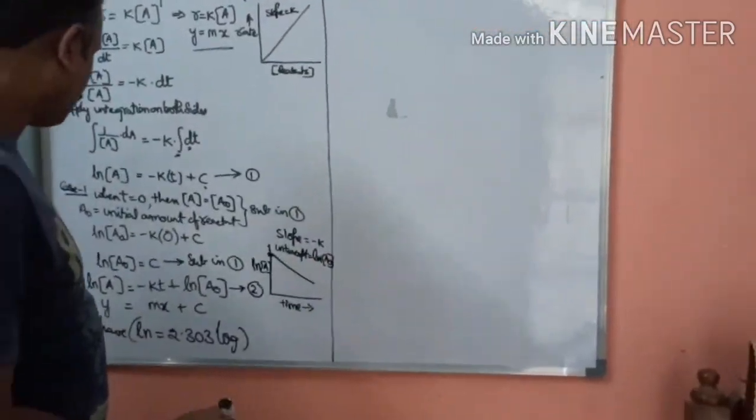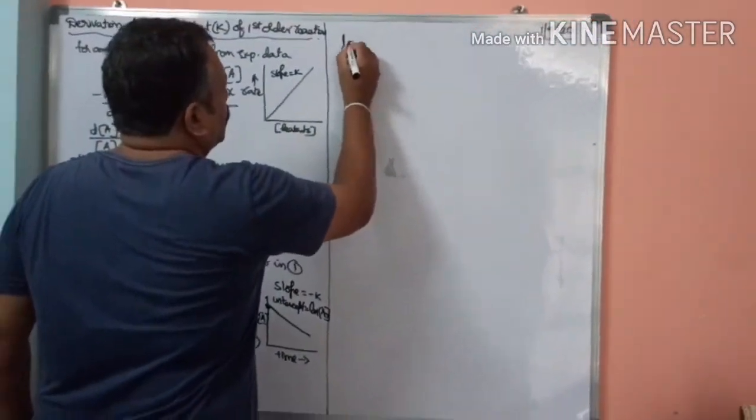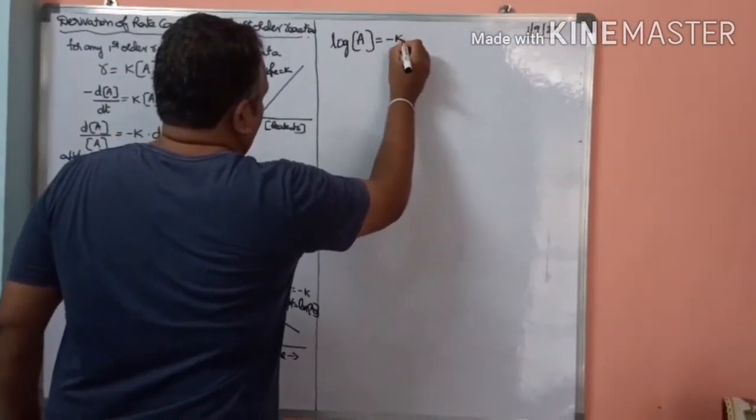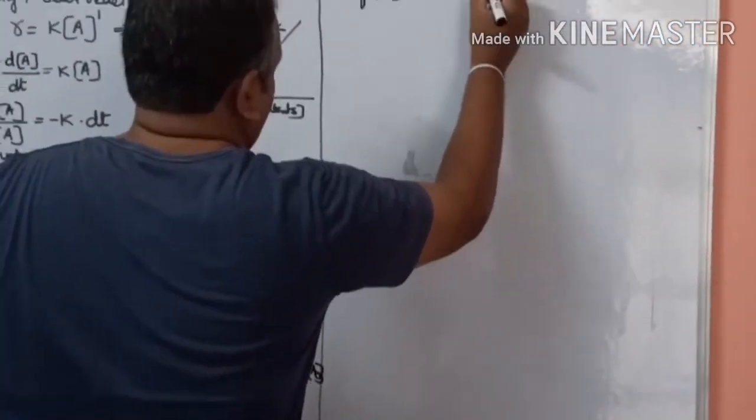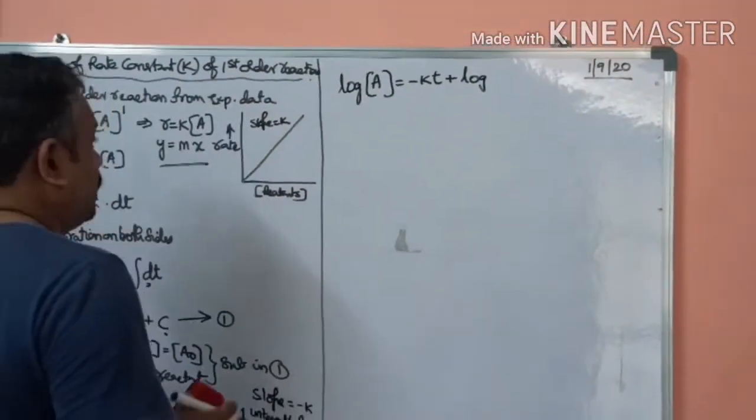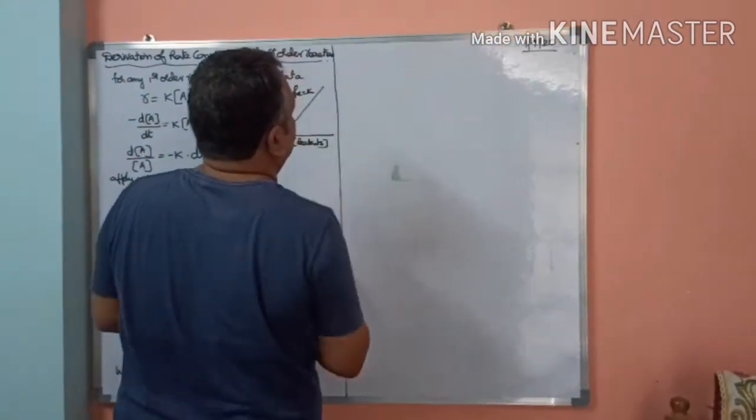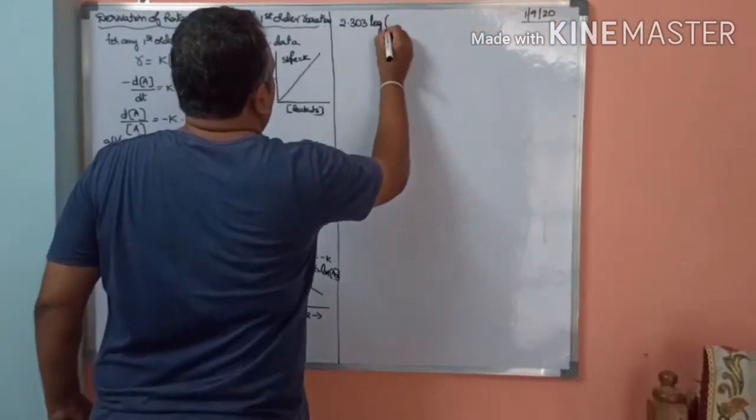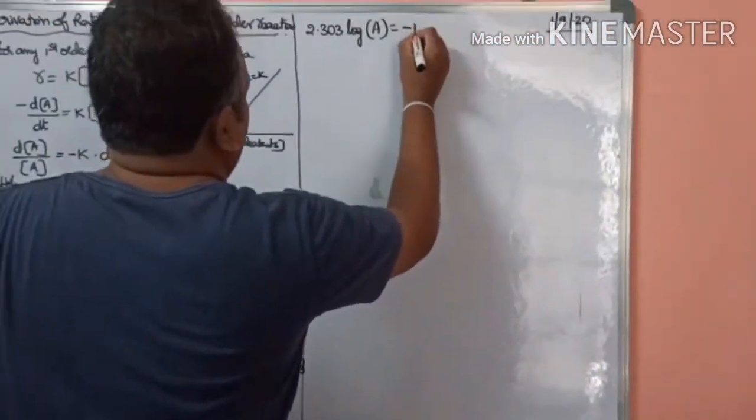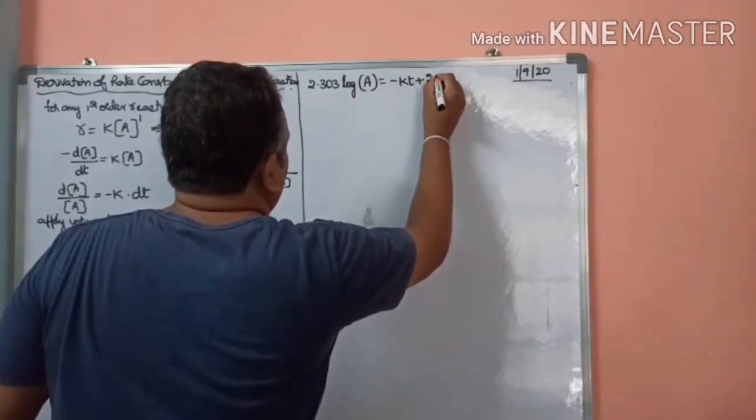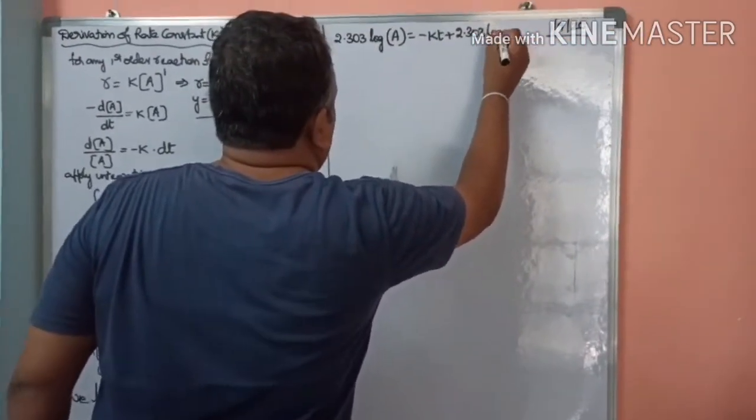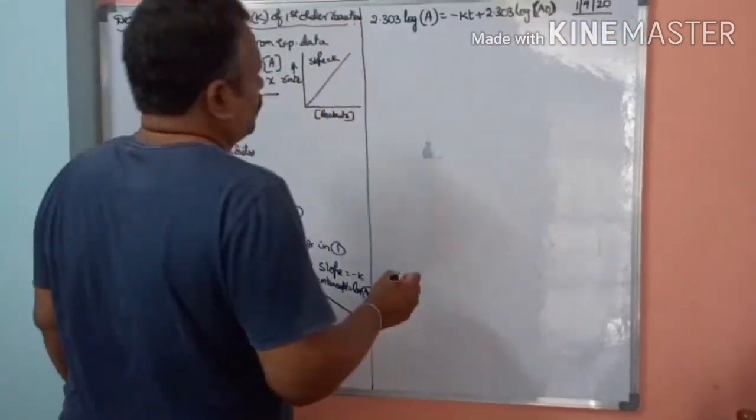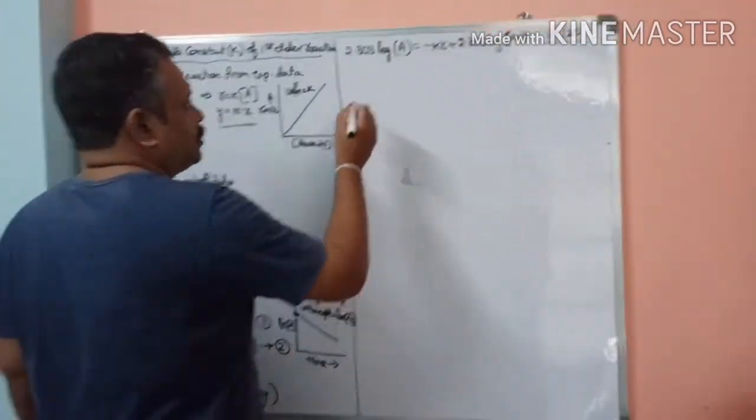So we can write now equation 2 as ln of A is equal to minus kt plus ln of A naught. Oh, we forgot 2.303. So we can write now it as 2.303 log of A, which is equal to minus kt plus 2.303 log of A naught. You can write curved brackets or you can write square brackets also, not an issue.